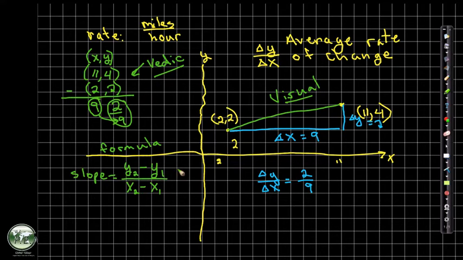Okay, so then I take our 2 points. So let's see, let's go with the second point being 11, 4. So y2 is 4. y1 is 2. x2 is 11. And x1 is 2. So we can do it this way as well. And we end up 4 minus 2 is 2, 11 minus 2 is 9, 2 ninths. Again, we found our slope. We found our average rate of change.